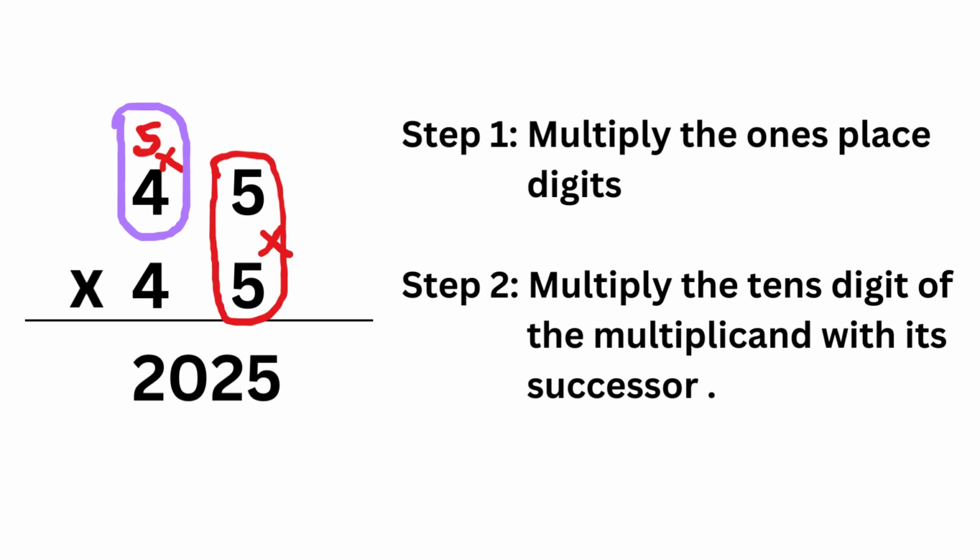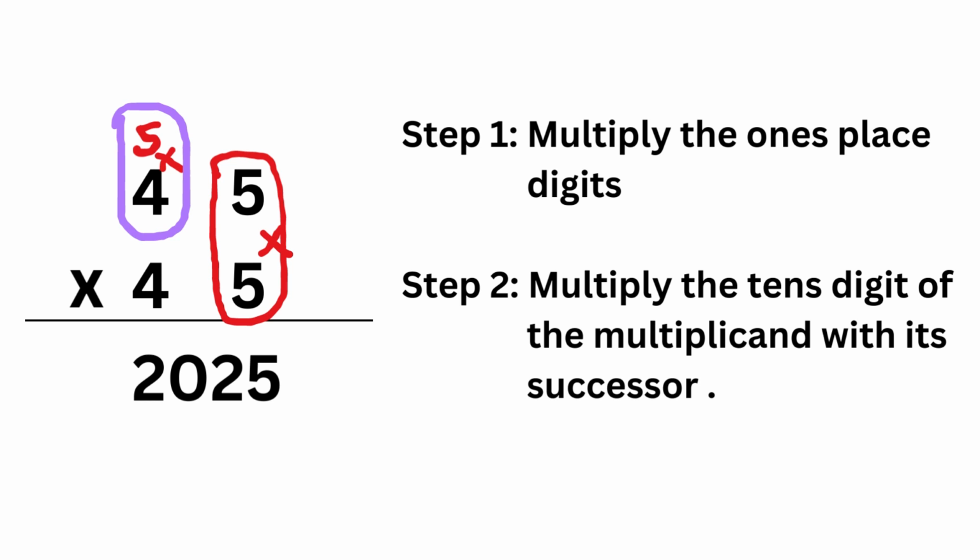So, step 1 is multiply the ones place of the multiplier and multiplicand. That is 5 into 5 which gives us 25. This is the first part of the answer and we have to write it down in the product place.